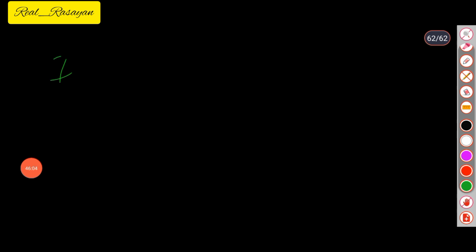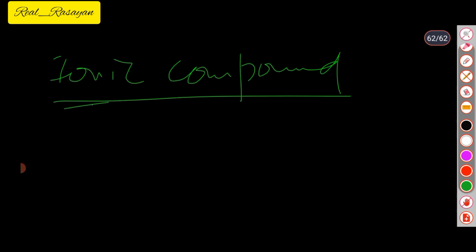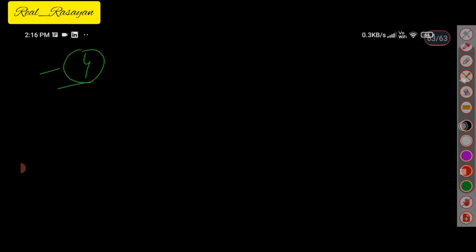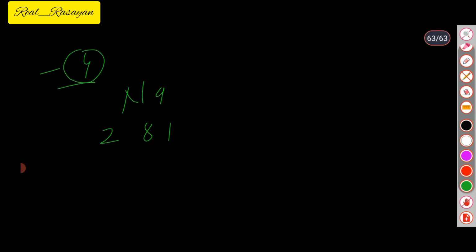Now what is an ionic compound? There is a transfer of electron from one species to another. Suppose NaCl is an ionic compound. How will you prepare the ionic compound? So there will be 4 steps minimum. First, electronic configuration: sodium 2, 8, 1, chlorine 2, 8, 7. Second point, represent dots of valence electrons. 1 is there, 7 is there. So there is a transfer of electron.